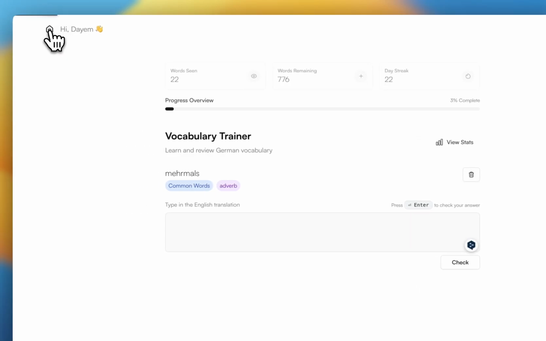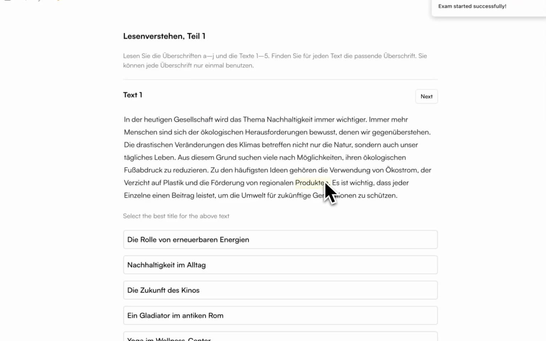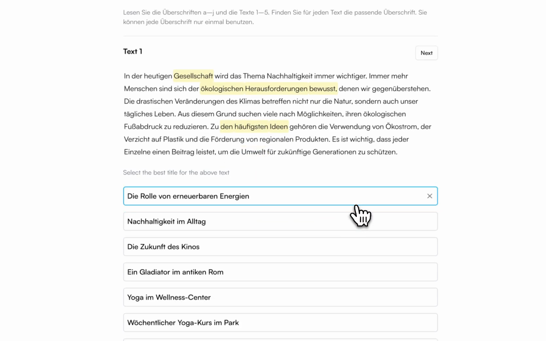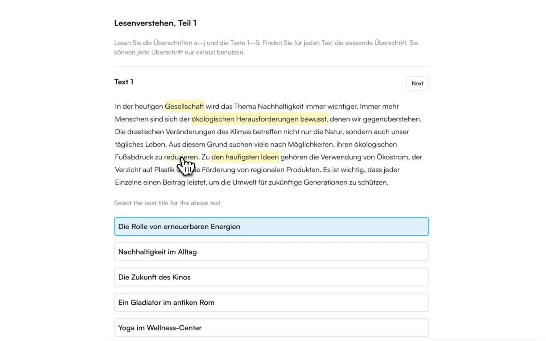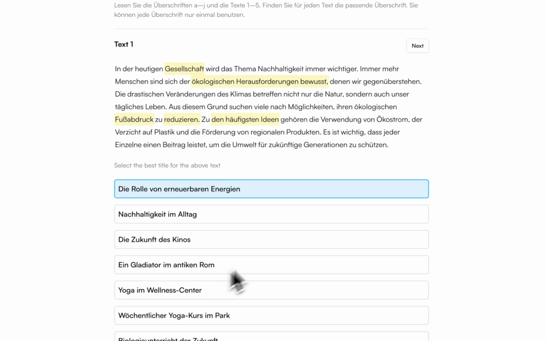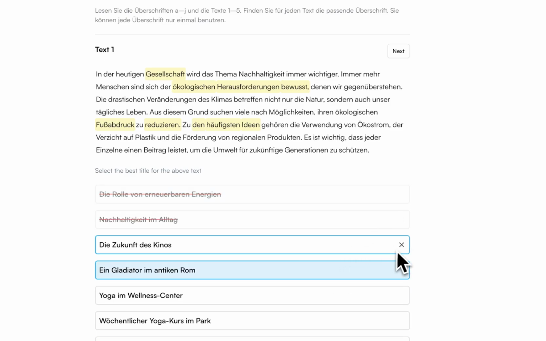Another nice feature is the reading exam, where the users of my app are given a paragraph of German text, and then they have to read and understand it, hopefully, and then select the best title. Based on reading this and highlighting some keywords, let's say I determine that, okay, this is not the correct answer. Maybe this is the answer that I think is correct.